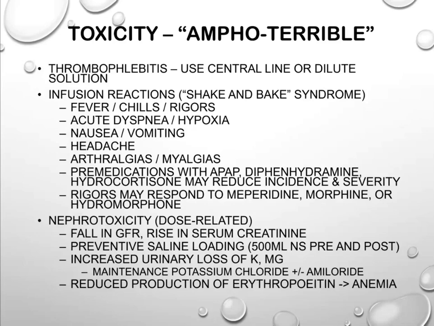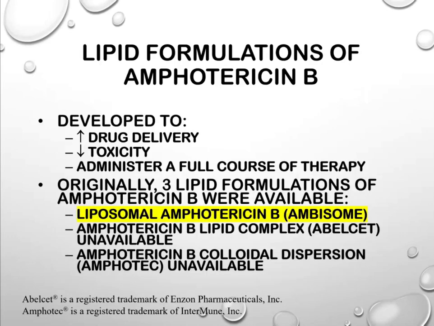We've monitored our patients very closely for drug-induced nephrotoxicity. We've tried to reduce that with saline loading, 250 to 500 mLs normal saline, pre and post each dose, ideally. We have to monitor our patients for electrolyte abnormalities, particularly potassium, magnesium, some bicarb wasting as well. These patients often need potassium chloride supplementation, often maintenance therapy, plus or minus amiloride. It's a potassium-sparing diuretic. And just to be aware that with prolonged therapy, we can see reduced production of erythropoietin, which can result in anemia as part of its nephrotoxicity.